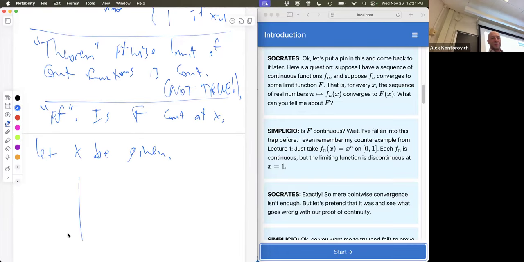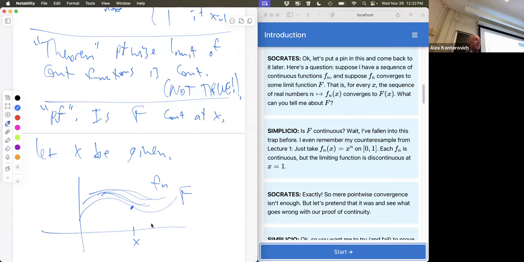Okay, I'm just going to draw some hypothetical. Here's my limiting function, capital F. I have a bunch of functions, little f, that are converging to it. These are the fn's. And here's some point x. Okay. So if F is continuous, then it's continuous at every point. So fix a point and let's investigate continuity at that point.